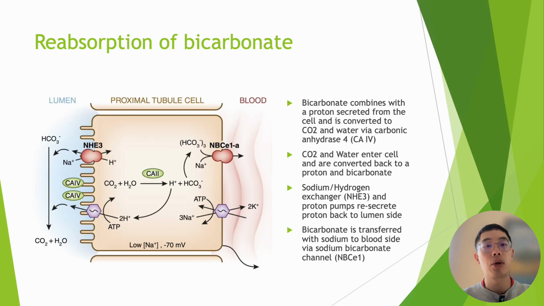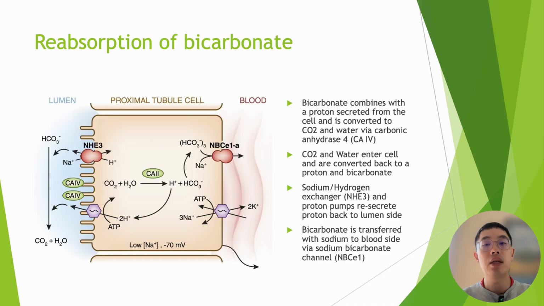Let's first talk about the reabsorption of bicarbonate. And remember that most of this process happens in the proximal convoluted tubule, which accounts for about 80% of the bicarbonate reabsorption. First, the filtered bicarbonate combines with a secreted proton from the proximal tubular cell and gets converted into carbon dioxide and water through the action of carbonic anhydrase 4 enzyme that is found on the luminal membrane. The carbon dioxide and water are able to freely pass through the cell wall into the proximal tubular cell, and then again gets converted to a proton and bicarbonate anion through the action of another carbonic anhydrase enzyme.